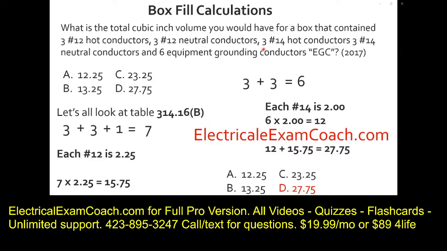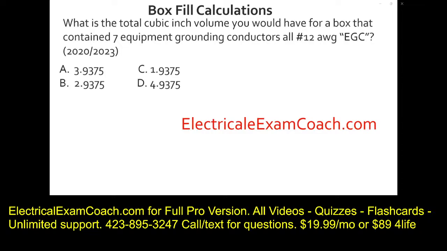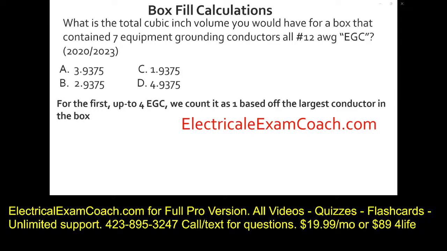Now let's move on to the 2020 and the 2023. What is the total cubic inch volume you would have for a box that contained 7 equipment grounding conductors, all of the 12-gauge persuasion in the 2020 and the 2023? I left out all other conductors because you're going to use the same rules: after you do this calculation, you group it with whatever the largest conductor is in the box, like you learned previously. What we're going to do is count the first 4 as 1, and then a 1/4 inch increase for each one past 4. Sounds complicated. We're going to break it down very simply.